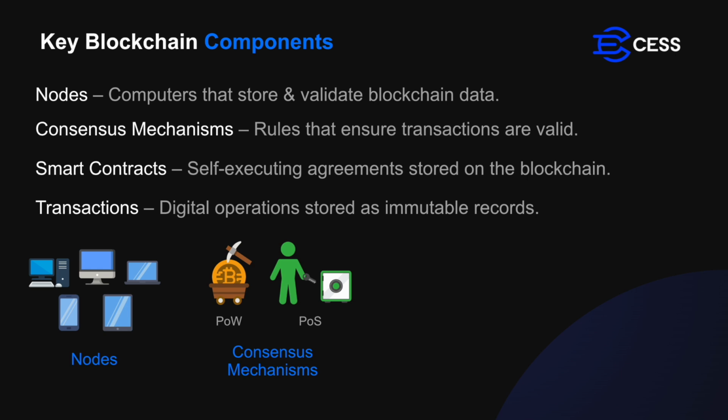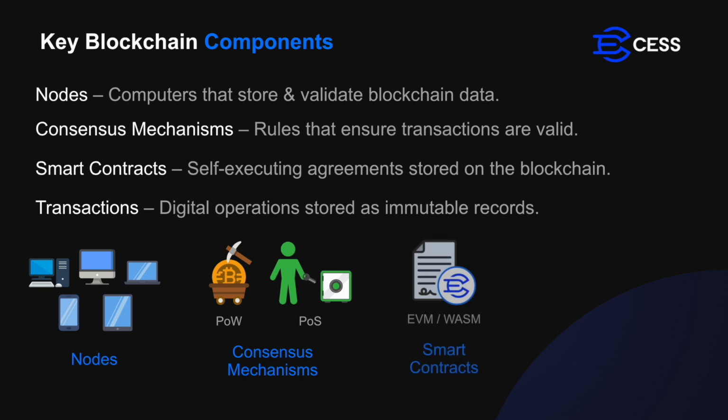The two most common consensus mechanisms are: proof of work (PoW), used in Bitcoin, which requires miners to solve complex mathematical puzzles to validate transactions. While highly secure, it consumes a lot of energy. On the other hand, proof of stake, used by many modern blockchains, selects validators based on the amount of cryptocurrency they stake in the network. It is more energy efficient than proof of work and allows faster transaction processing.